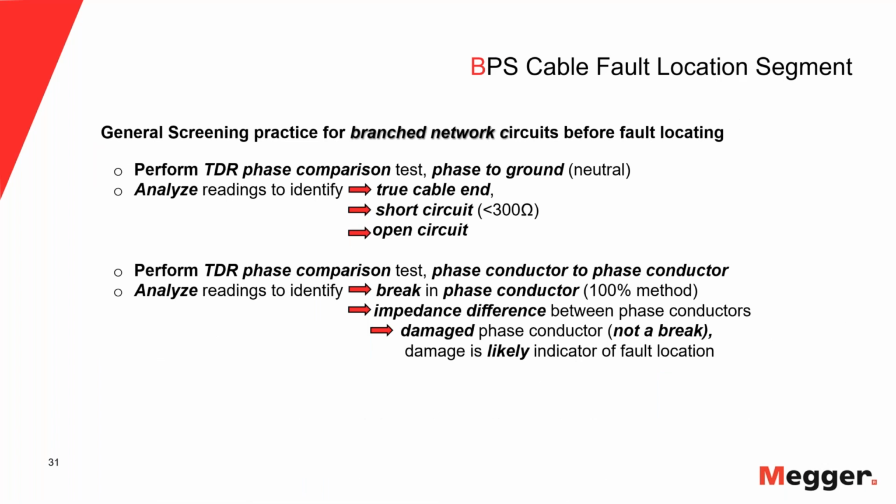Another screening practice, besides doing the insulation resistance phase to phase and phase to ground, is to do the same thing with the TDR to measure the impedance differences. Again, it's for phase to ground. We do it for the same reason. We want to see whether we see the true end of the cable. Like I said, in a network system you have a lot of reflections, so it might not work very well. All these TDR things I'm talking about right now might not work that well. But we can give it a shot, because if we see something, it's a very valuable result.